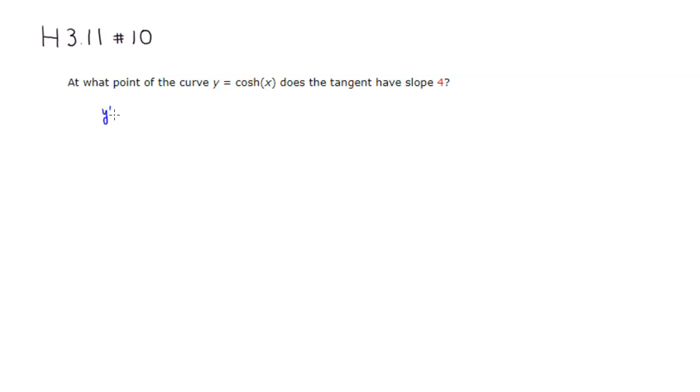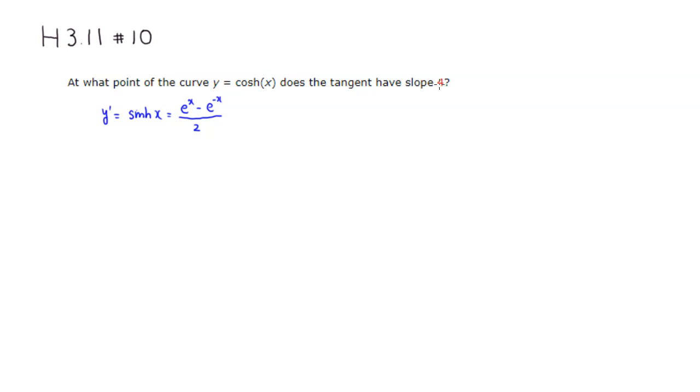So y prime is equal to, right, the derivative of hyperbolic cosine is hyperbolic sine, so you have hyperbolic sine of x, which is e to the x minus e to the negative x over 2. So that's the definition of hyperbolic sine. And we want this to become 4.